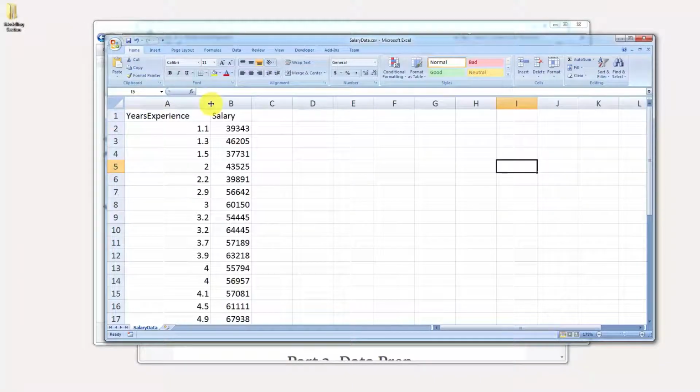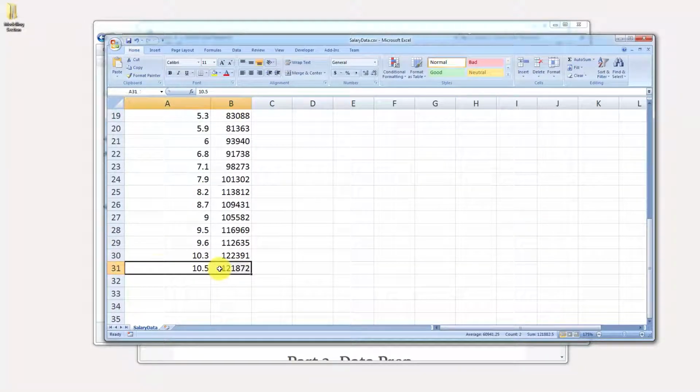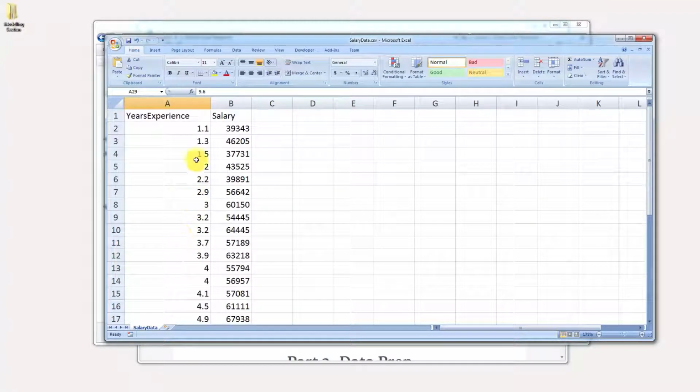What we see here is two columns. Very simple data set. Years of experience and salary. And basically it's telling us for a given company, there's 30 observations, and they took 30 random people and said, all right, so how many years experience do you have? This is not just with the company, this is overall years of experience in the workforce. And what is the salary of that person?